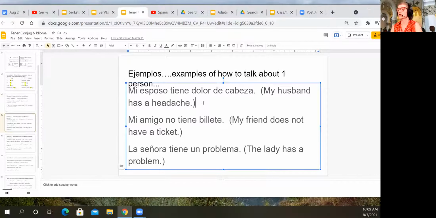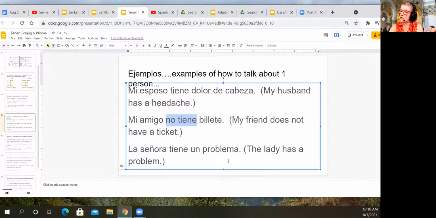And sometimes we use it to talk about other people, not to talk about you, not to talk about me, but mi esposo tiene dolor de cabeza. Dolor de cabeza is pain of the head. That's the way they say headache. Mi esposo tiene dolor de cabeza. It might express a negative idea. And if it does that, no will be in front of the verb. Mi amigo no tiene billete. My friend does not have a ticket. No tiene, doesn't have.